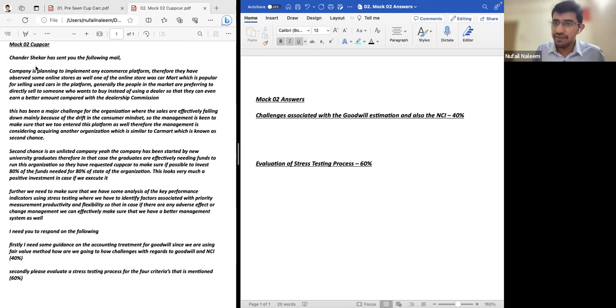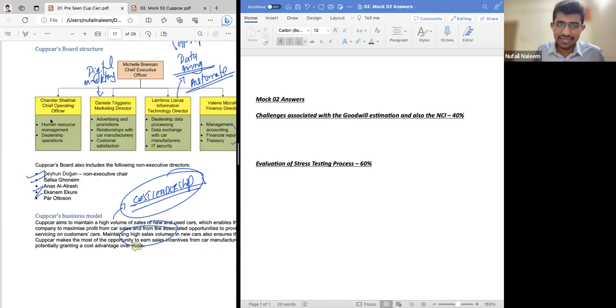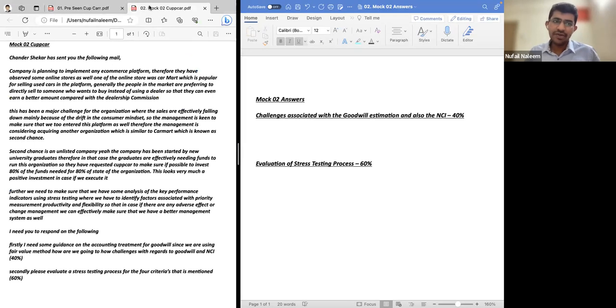Chandrasekhar has sent you the following mail. You have to understand Chandrasekhar is the COO. The company is planning to implement an e-commerce platform. Therefore, they have observed some online stores as well. One of the online stores was Carmart, popular for selling used cars on the platform. Generally, people in the market prefer to sell directly to someone who wants to buy instead of using a dealer. So they can even earn a better amount compared with the dealership commissions.